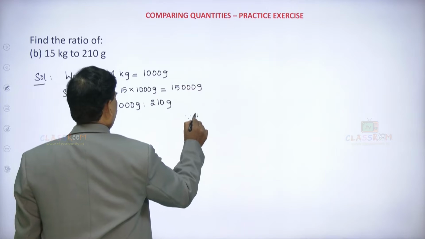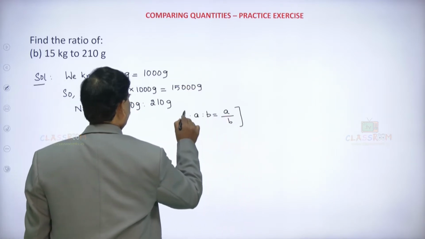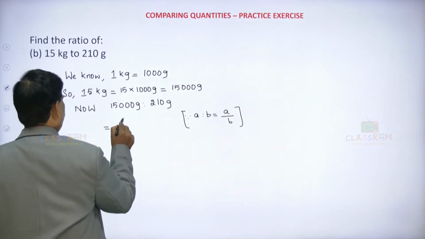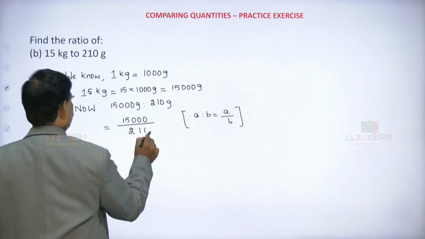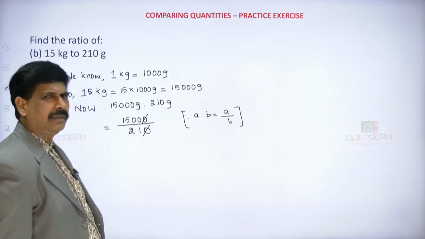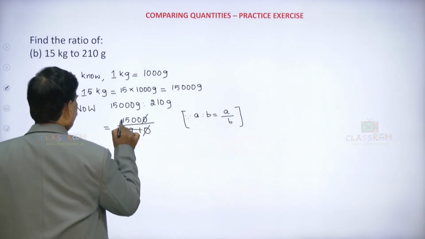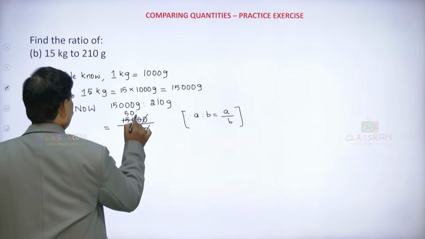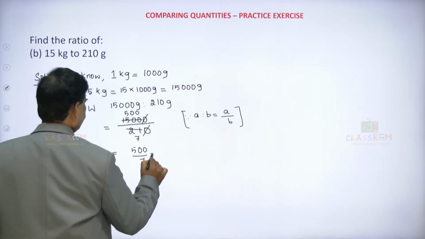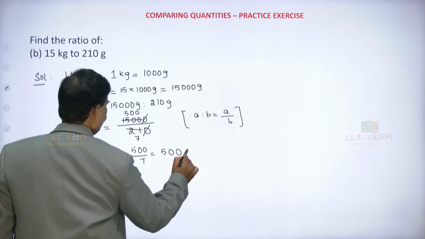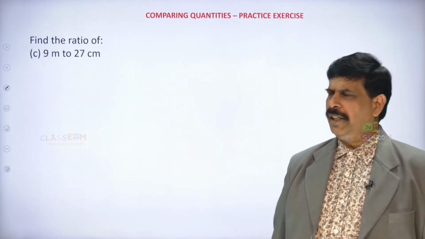So we know actually A is to B. This can be written as A by B. So this will be 15,000 by 210. So 0 and 0 get cancelled here. Now let's go with 3 first. 3 sevens are 21. 3 fives are 15, 0, 0. Anything? No. So it is 500 upon 7, which we can write as 500 is to 7. Clear? See the next one now.